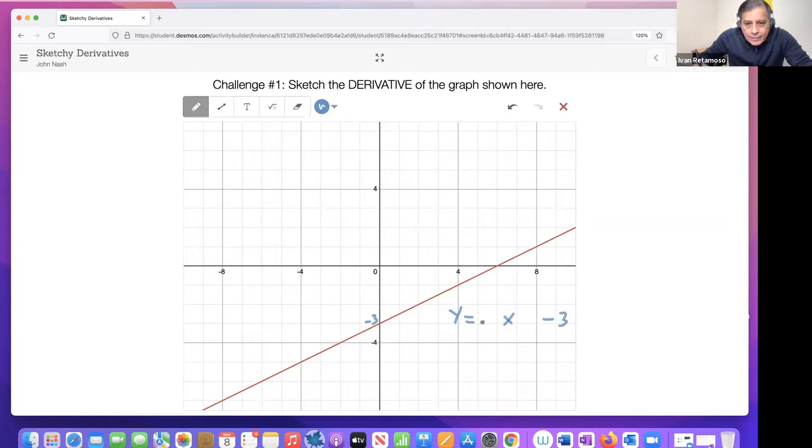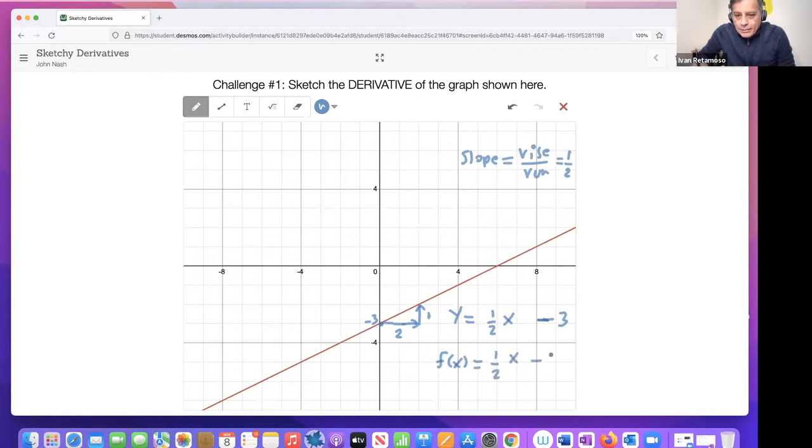The slope, probably we can find the slope this way, right? The slope is rise over run. So the rise and the run can be found if we go here and up here, right? Look, the run is 2, the rise is 1. So the rise over the run will lead to 1/2, right? 1/2 should be the slope, and -3, because the y-intercept is -3. So 1/2 x - 3 is the function.